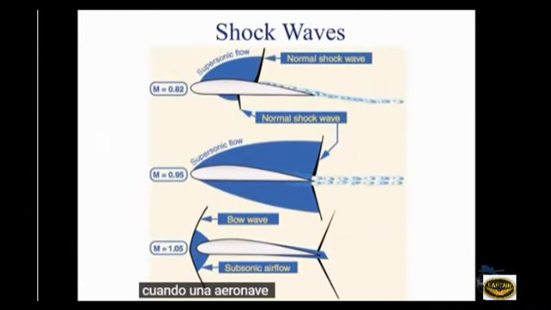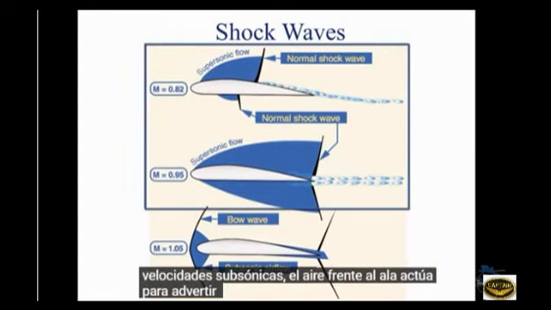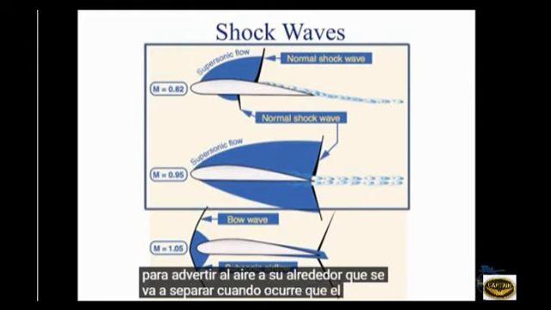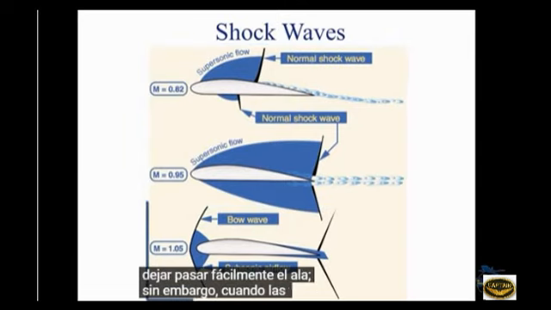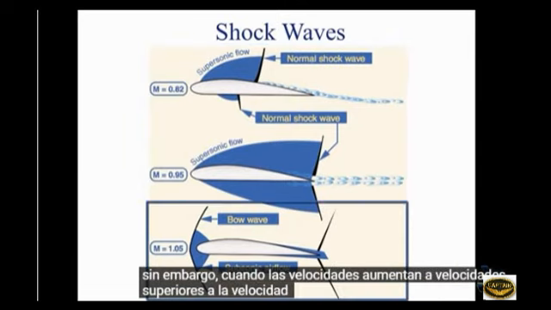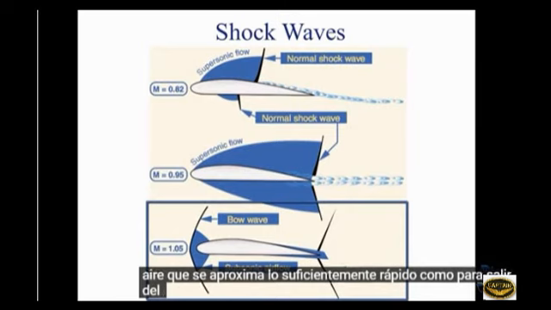When an aircraft flies at subsonic speeds, the air in front of the wing acts to warn the air around it that it's going to be separated. When it occurs, the air is able to move out of the way and easily let the wing pass through. However, at speeds more than the speed of sound, this cushion of air does not warn the oncoming air quickly enough to get out of the way.